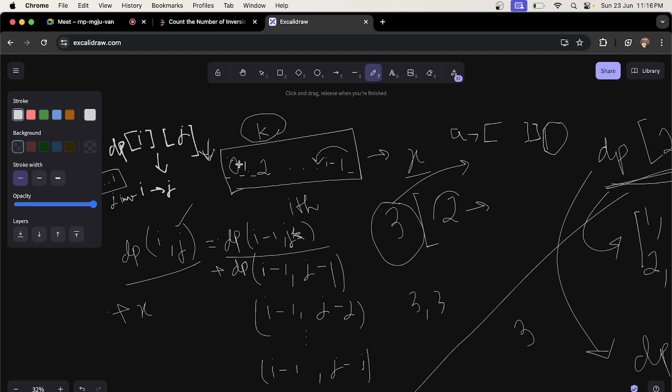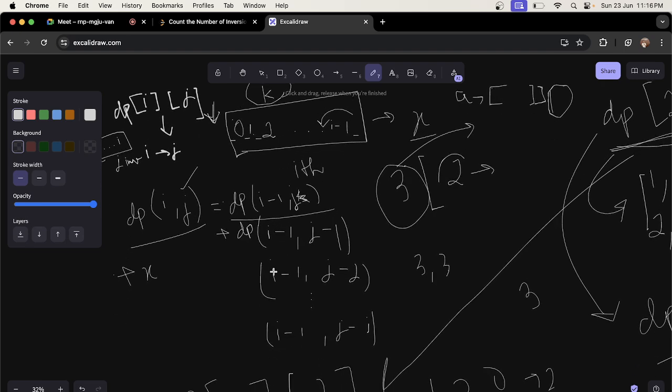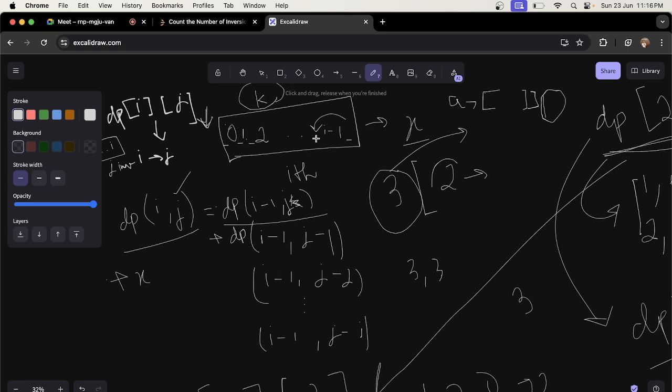Because the ith element will be greater than the 0th element, the first element, the second element, greater than all i indexes. So if we put the element in the first place, the inversion count will be incremented by i. So it will go all the way from i minus 1, j to i minus 1 comma j minus i.